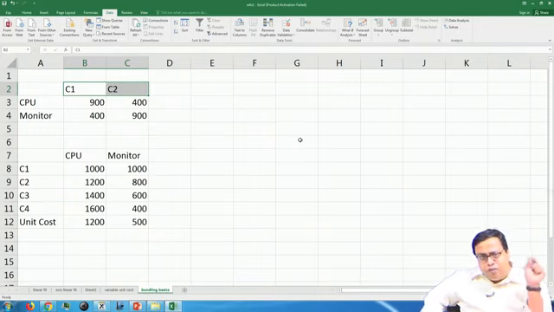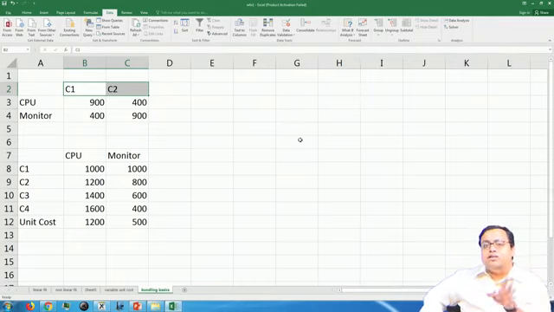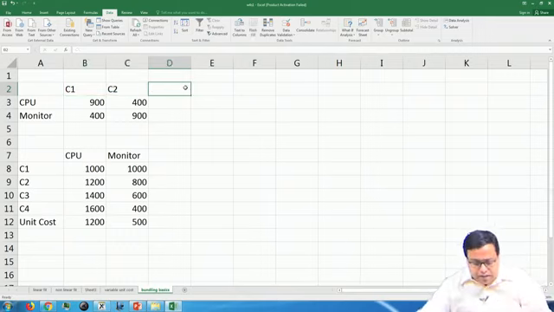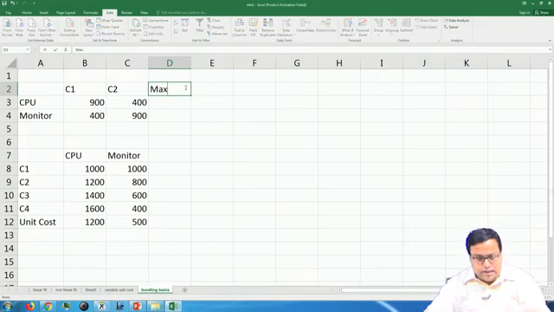If I sell it at $401, only one guy buys, C1 buys, C2 does not buy, so I get only $401. Then 405, 500, 600, only one guy buys. $900 also only one guy buys. If I sell it at $400, because both buy, I get $800. If I sell it at $900, because one person is buying, I will get $900. So, the maximum revenue in this case for CPU is $900.